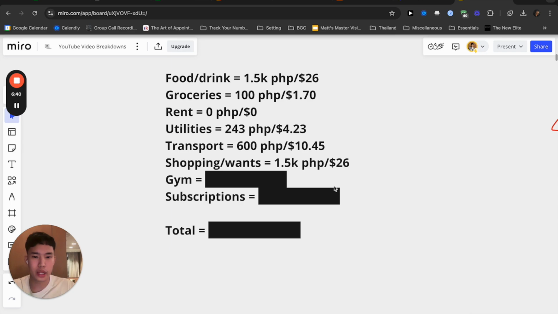Now, what do I mean by wants and shopping? I mean things like for me personally, I like to spend money on clothes. I like to spend money on like new shoes, for example. Other stuff, you know, I don't know, because this is mostly what I spend money on. But the thing I spend the most money on, by far, is cigars.